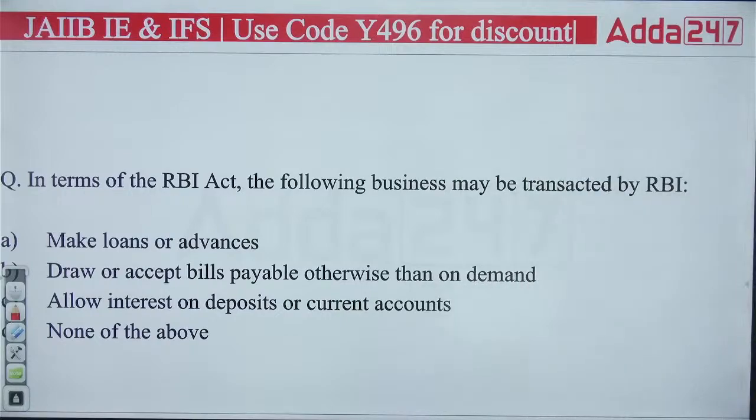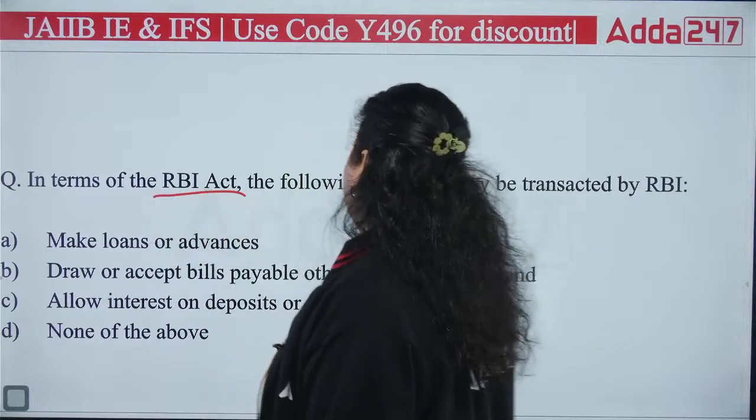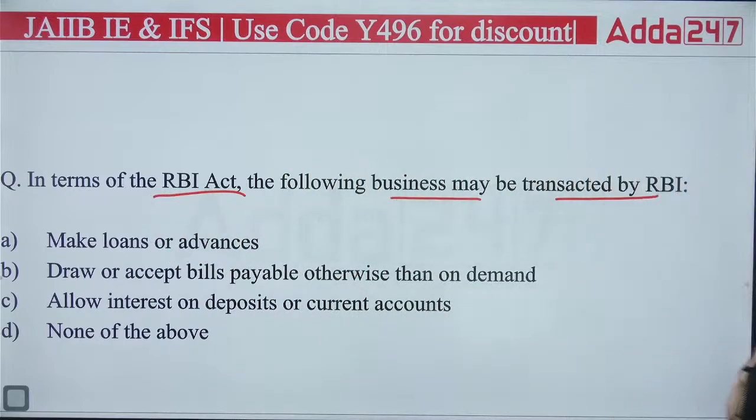Next, in terms of the RBI Act 1934, which of the following business may be transacted by RBI? Make loan or advance, draw or accept bills payable otherwise than on demand, allow interest on deposits or current accounts, none of the above. A, B, C or D.